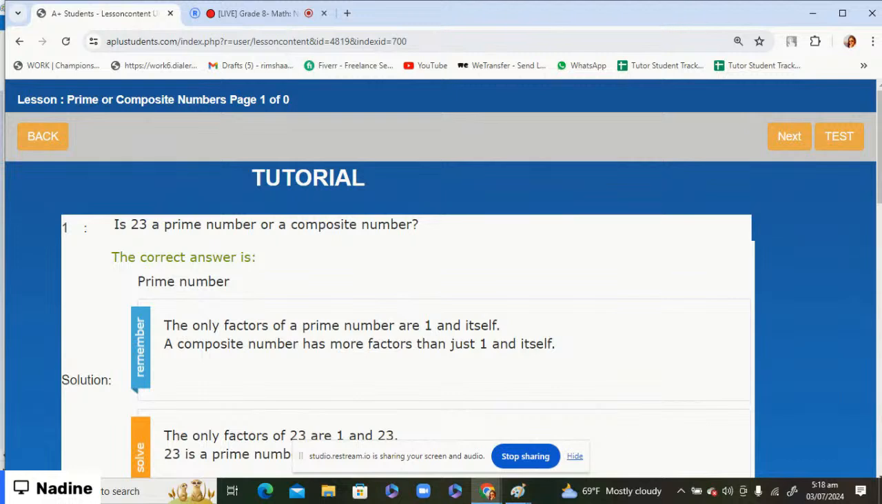For example, prime numbers like 2, 3, 5. These are prime numbers, not composite numbers, as they do not have any other factors. They can only be divided by themselves and 1 without a remainder, like 23 divided by 23, the answer is 1. 19 divided by 19, the answer is 1.